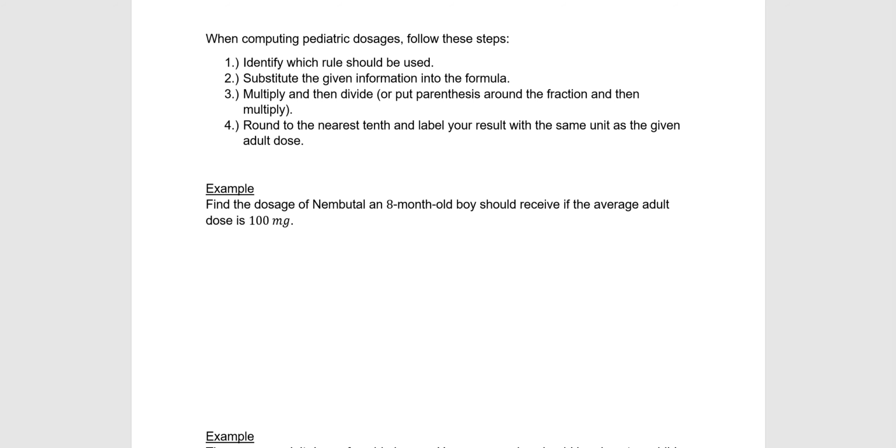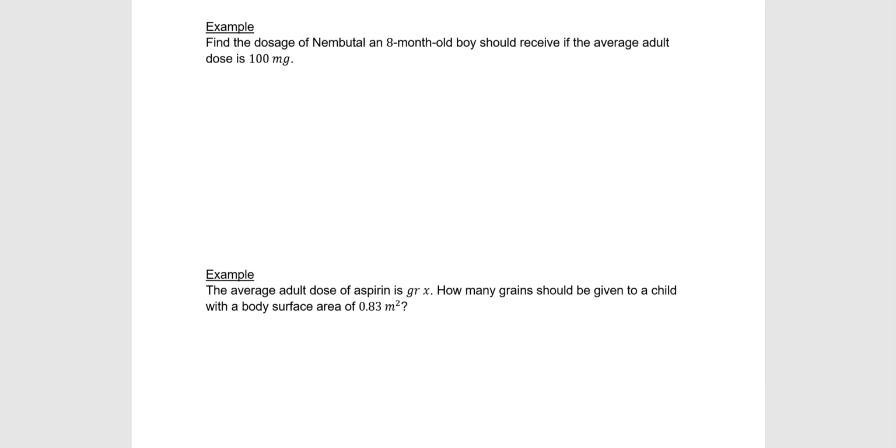So when you're evaluating this, we kind of have two options how to do it. You can either multiply and then divide all in one big step, or you can put parentheses around the fraction that you're dividing and then multiply by the number, which in this case is the adult dose on the right. So after we get a number here, we're going to round to the nearest tenth, and we have to make sure, as usual, to label the result with the same unit as the given adult dose in the question. Okay, so let's do a couple examples.